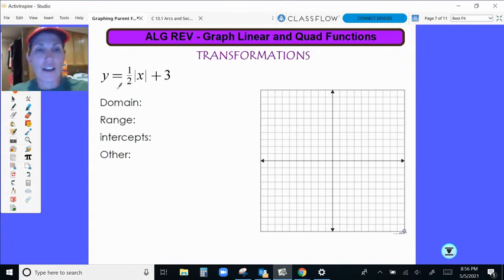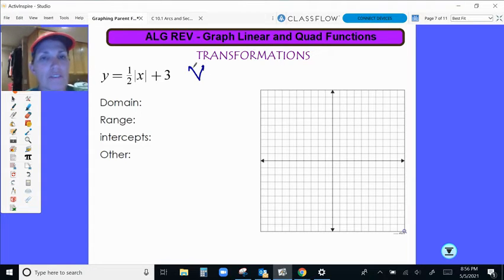Moving on. Now this is an absolute value function. The first thing I see are these little vertical lines here, and that tells me it's the shape of a V. So what I like to do sometimes is take my parent function and dash it in here so I get a general shape of what my parent function is. Then I'm going to graph my shift. This tells me it's going to shift up 3. So 1, 2, 3.